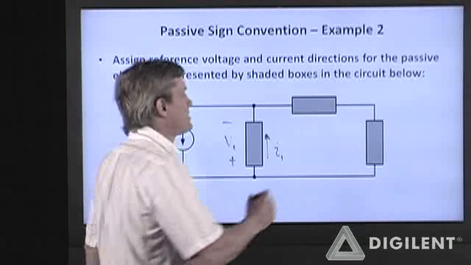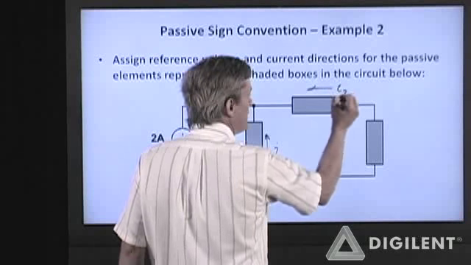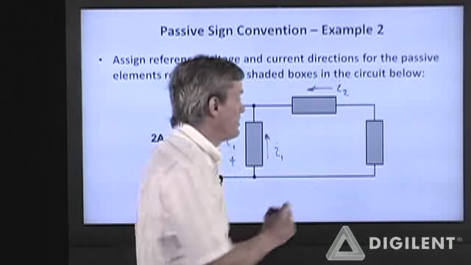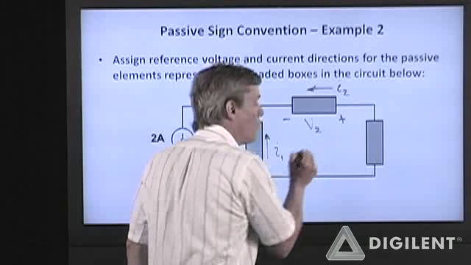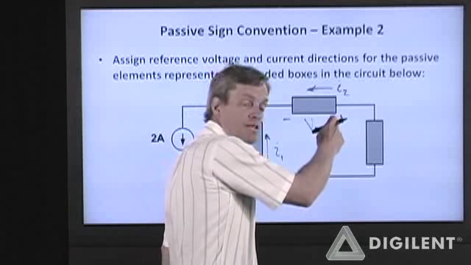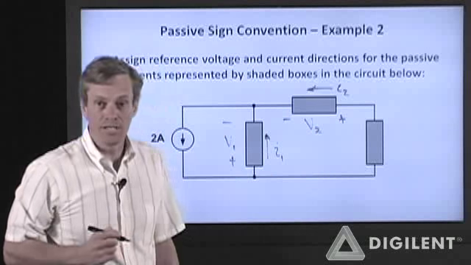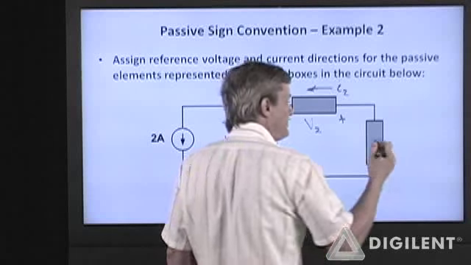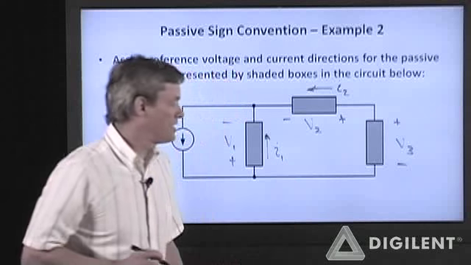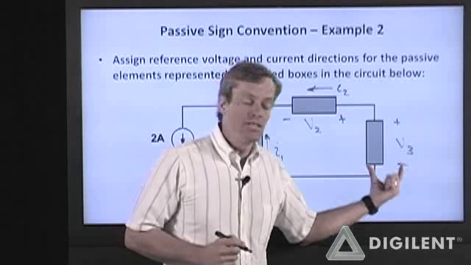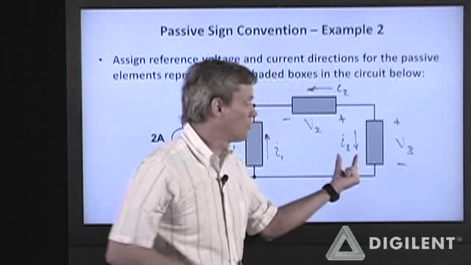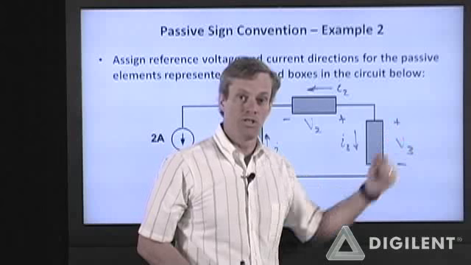For this element, let's assume that it's element 2 and that I2 is positive in this direction. Once I've assumed a positive current direction, that tells me what the voltage polarity assumed direction is. The positive voltage must be at the node which the current is entering. Element 3, say I assume that voltage is positive at the upper node relative to the lower node. That then tells me that I have to assume that I3 is positive downward. Positive current enters the positive voltage node.